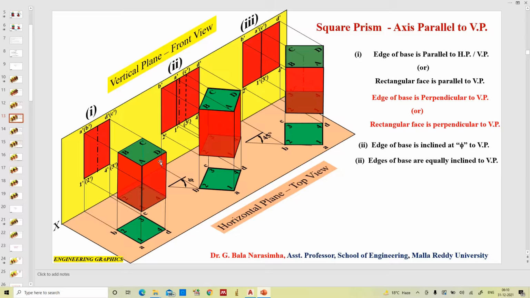And also AD 4-1 is the one face, BC 3-2 is the another face. These two rectangular faces are parallel to vertical plane, and the other two sides are perpendicular to vertical plane. So the front view appears as a rectangle and the top view appears as a true shape of the polygon, that is square. The upper base is clearly visible, ABCD, and the bottom base is invisible. That's why kept the invisible one inside the polygon. Now the same I am going to draw.